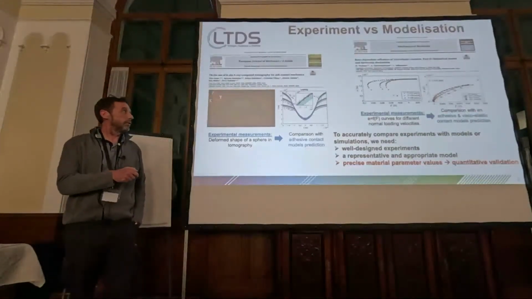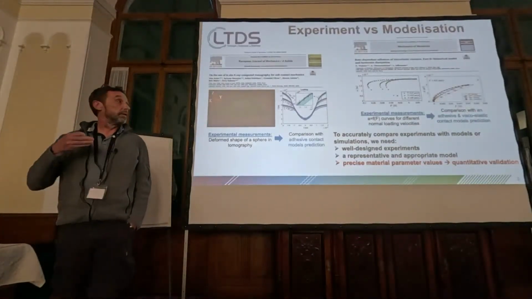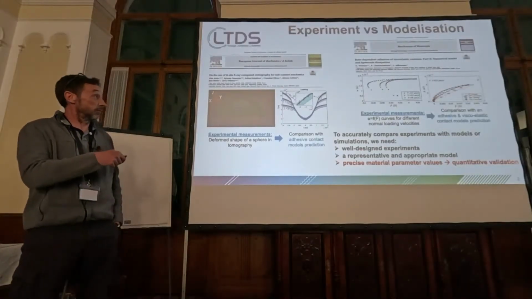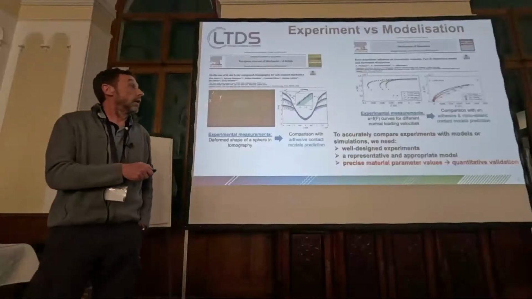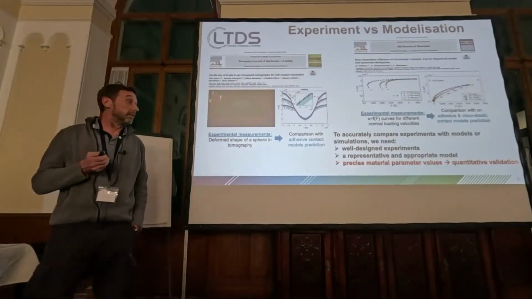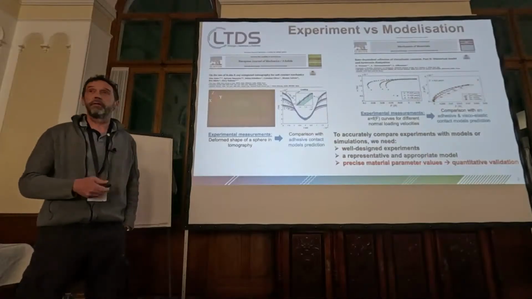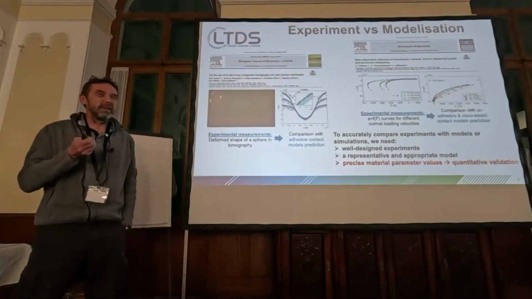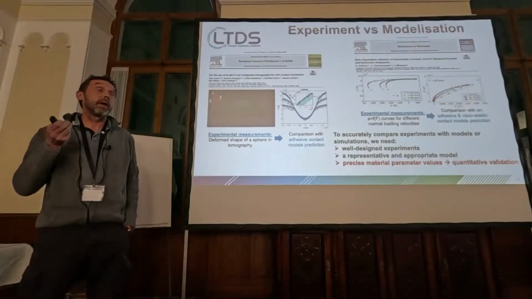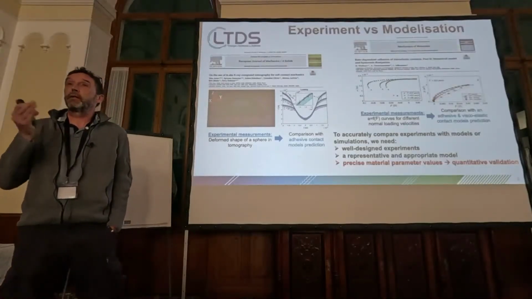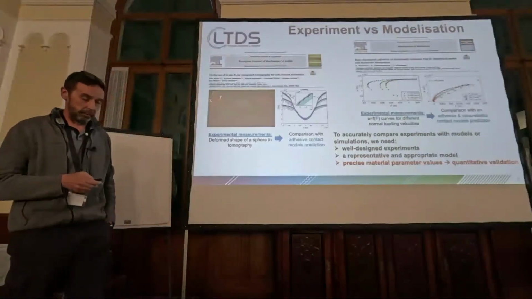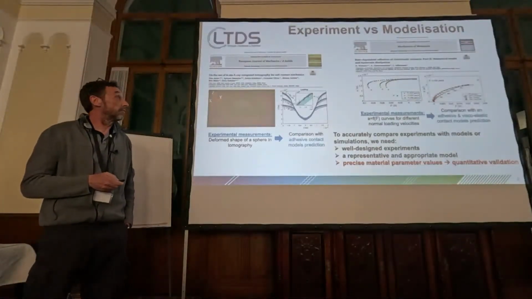If you want to do those comparisons in an accurate and robust way, of course, you need well-designed experiments, which is the case here, I hope. You need a good model, but you also need something very basic. You need your parameter values to be very quantitative, with very good values for simple parameters such as Young's modulus, adhesion energy, and the Tabor parameter. Alice spoke about it this morning. All those parameters are very important.